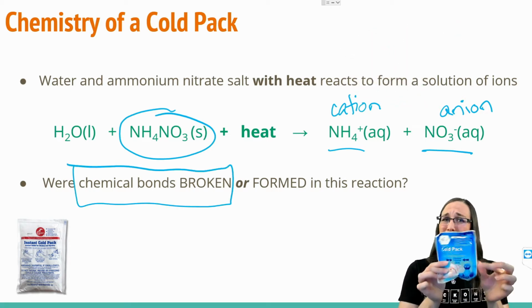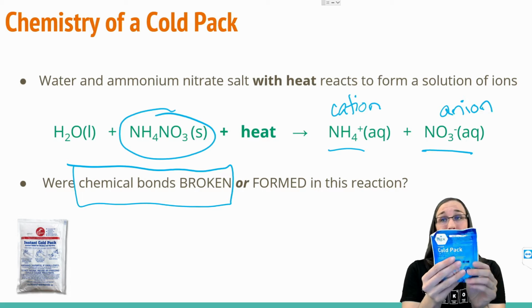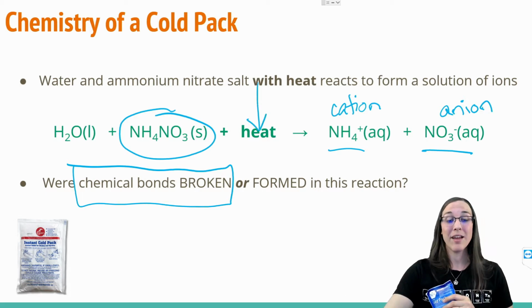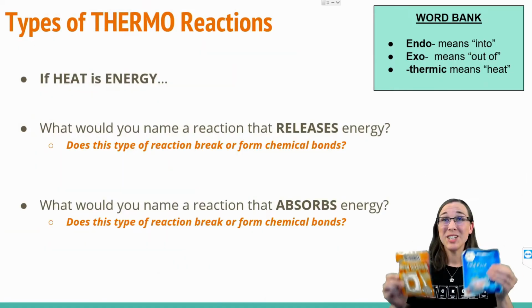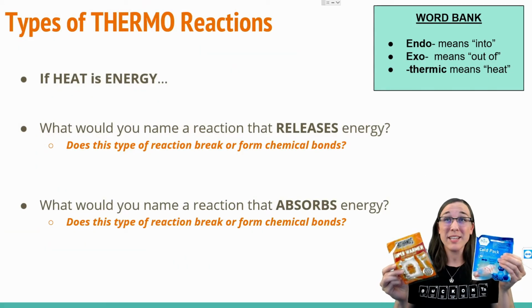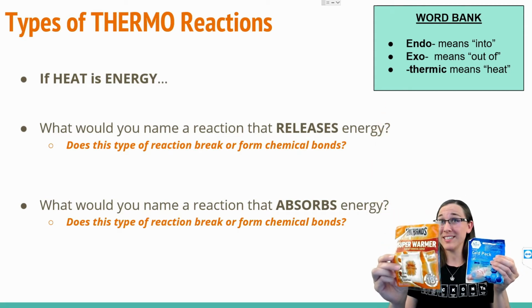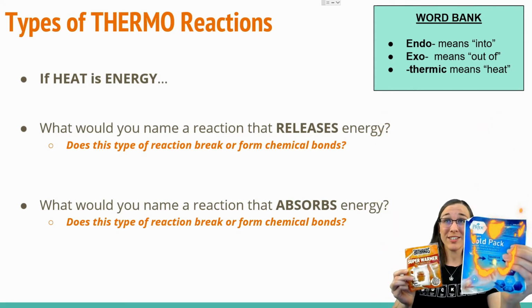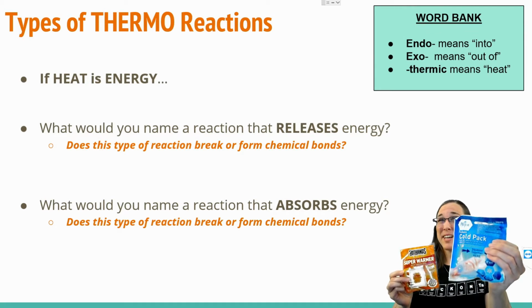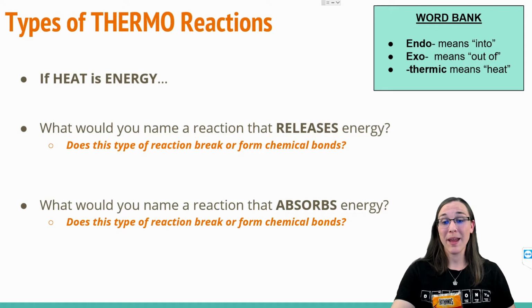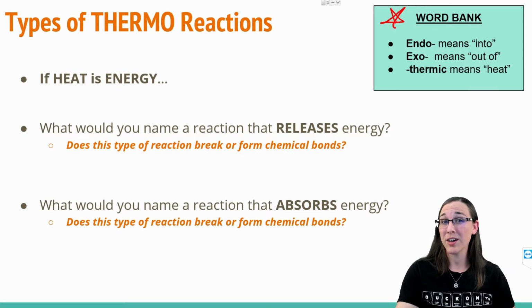So in other words, when a chemical reaction feels cold, when it requires heat for it to happen, we have chemical bonds breaking. So we obviously want to name these two different reactions, where one releases or produces heat and one requires or absorbs heat. We need to come up with an actual chemical name for these. Using this word bank up here, pause the video and see if you can figure out what each one would be called.